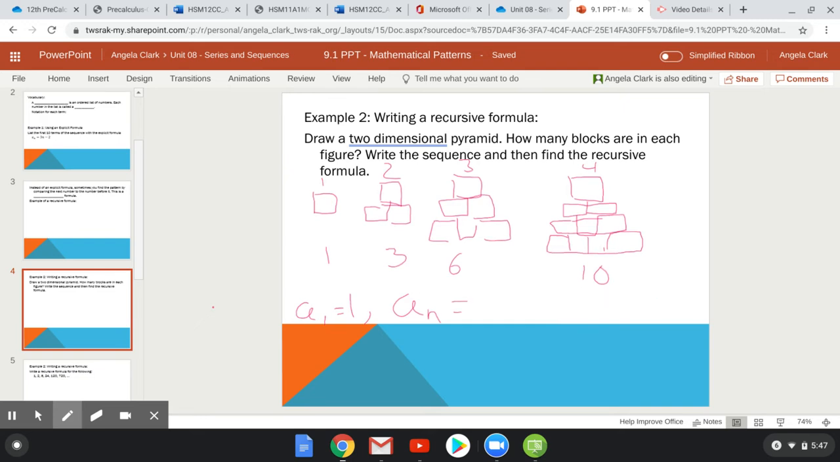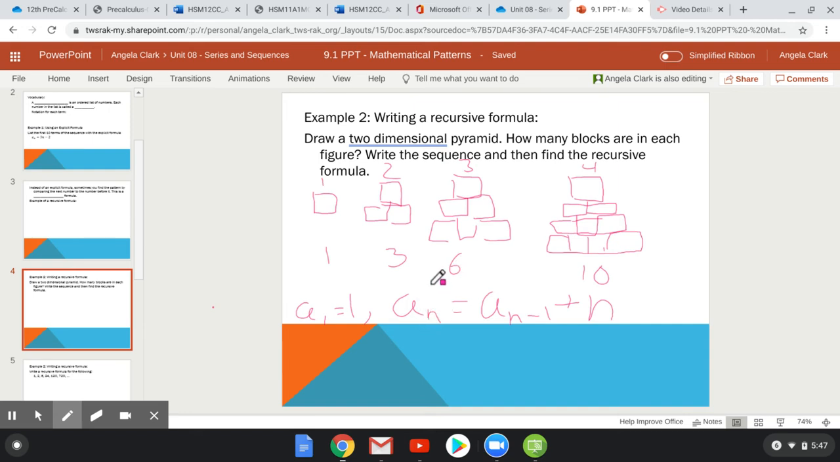So I'm taking the previous term. Remember, we're writing a recursive formula, so we're always going to use the previous term. Taking the previous term, and we're adding the number of the next term. So in the 5th term, I'm adding 5 blocks. In the 6th term, I'm adding 6 blocks. In the 7th term, I'm adding 7 blocks. So I have the previous term plus the number of the term that I'm looking for.